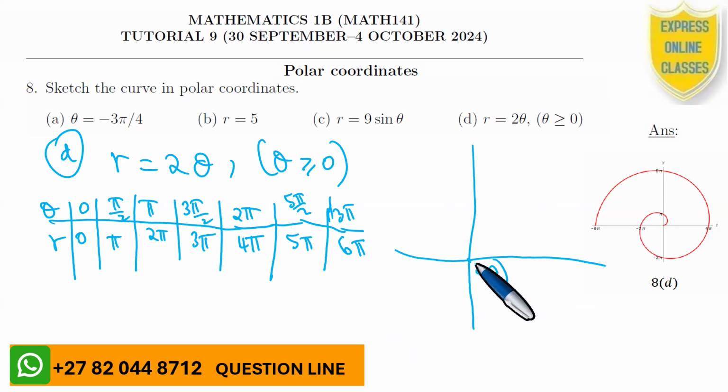At 0, 0, we have exactly the origin. If we say this is 0, and this is pi over 2, and this is pi, and this one is 3 pi over 2, and this one is 2 pi radians, we'd have exactly this one.